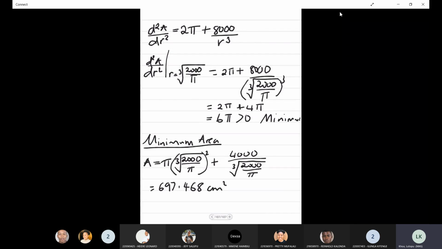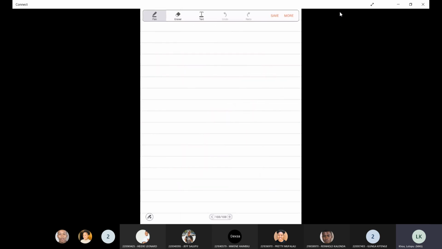Good morning. Let us continue with the section on maxima and minima. We look at some more examples of these applications of derivatives. And today, look at example number 2.